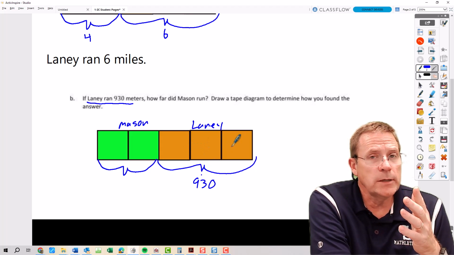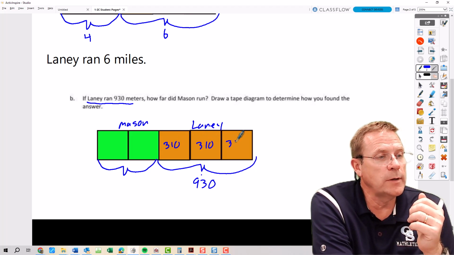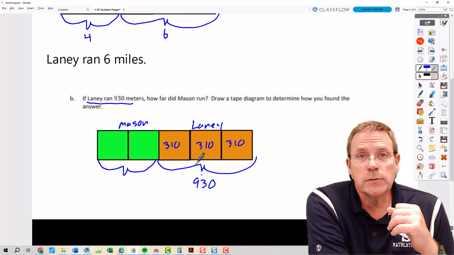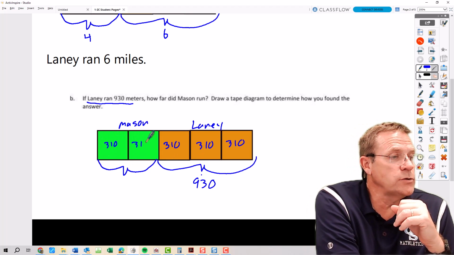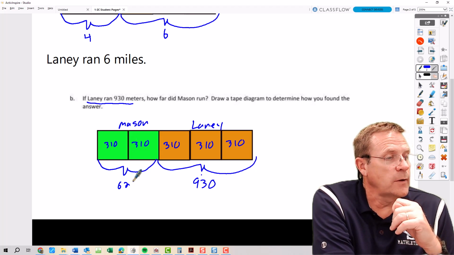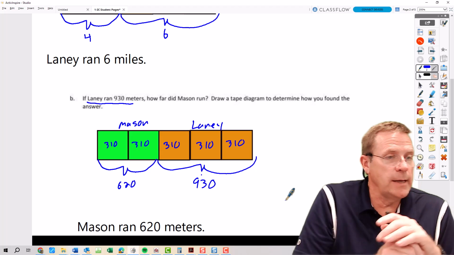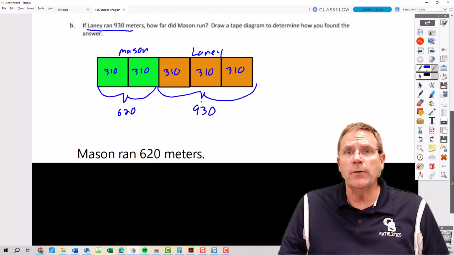There's 3 sections. 930 divided by 3 means that each one of these sections for Laney are 310. Mason's sections are the same size. They're also going to be 310 each. And when you do that times 2, you end up getting 620. So we can say that Mason ran 620 meters. See how easy that is?